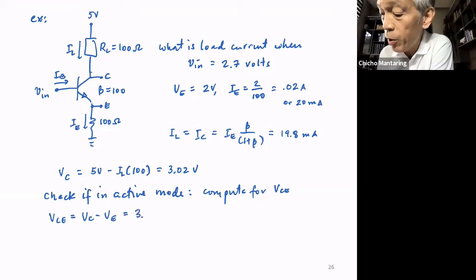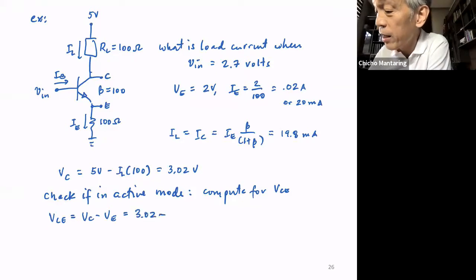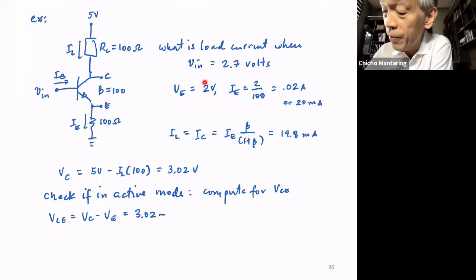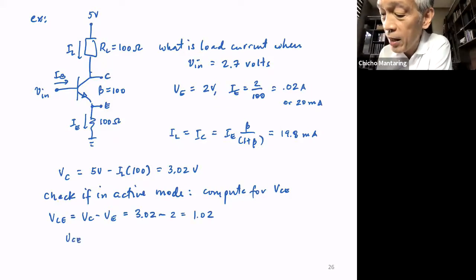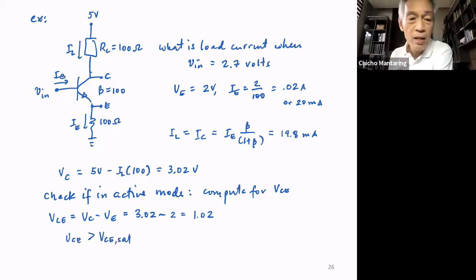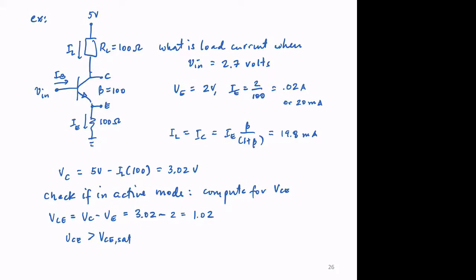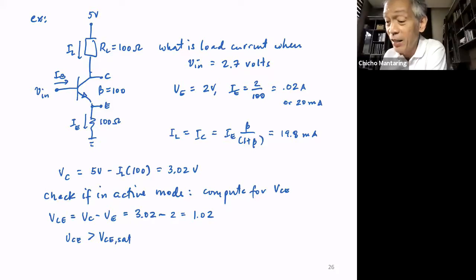So that's equal to 3.02 minus, what's our VE? 2 volts, no? Minus 2, which is equal to 1.02. Notice VCE is greater than VCE SAT. If this is silicon, what is VCE SAT? I just want to know if you remember. 0.2? 0.2, sir. 0.2, right? So VCE is greater than VCE SAT. So I now know that this is not saturated.